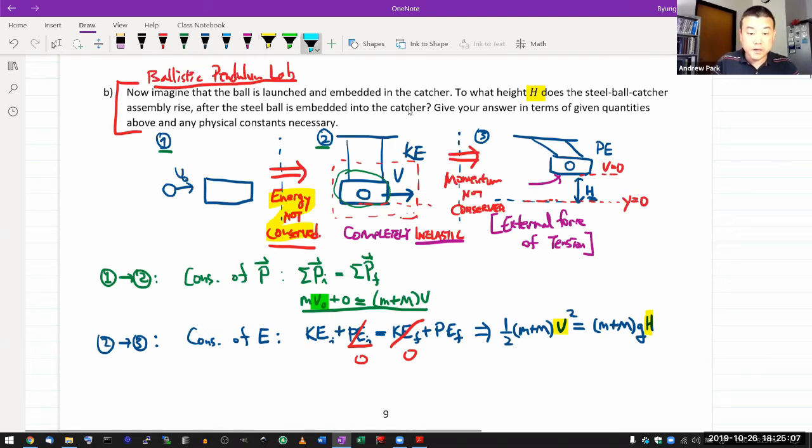The rest is the algebra, going through the first and the second equation and working out what H is. I guess eliminating V, since the question doesn't ask for V. So you can do that. You can also look at the answer that's posted.